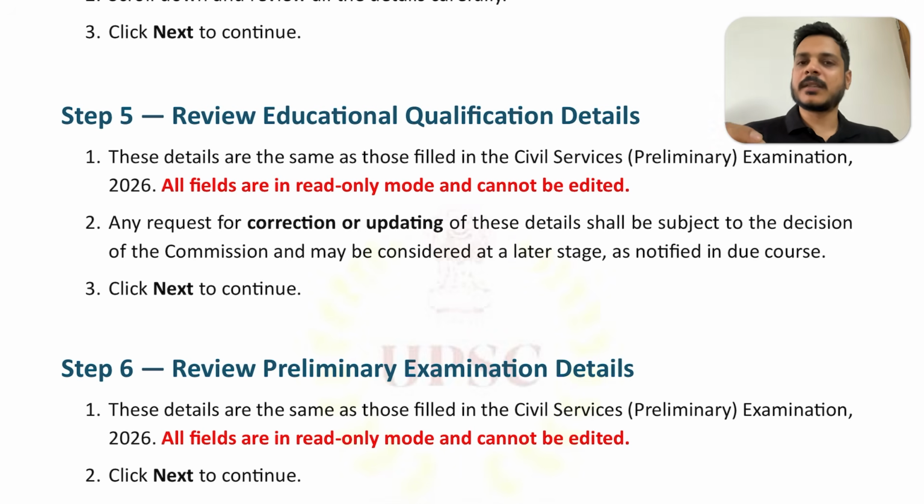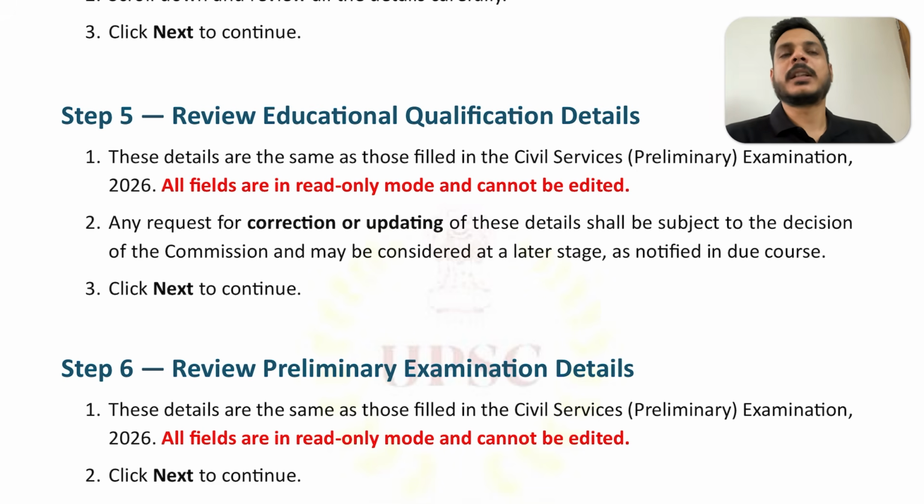Alright, so coming to step number 7. Now this is about the civil services main examination details. Again, it is read only mode, cannot be edited except for the disability or scribe details. So if you fall into that category, you can have certain types of changes. You may be able to update or modify these details wherever it is applicable. Okay, once you have done with this, you will have to click next to continue.